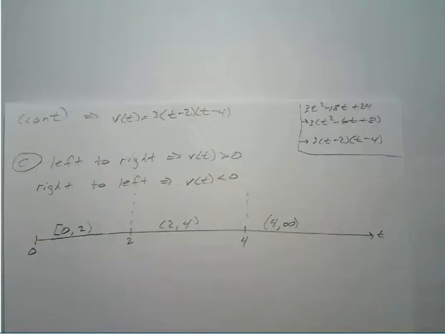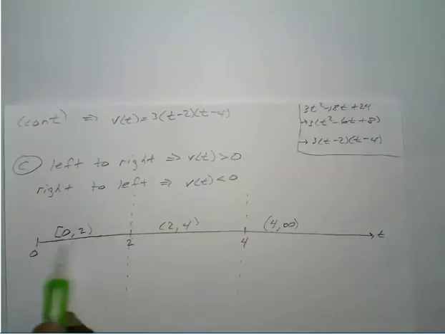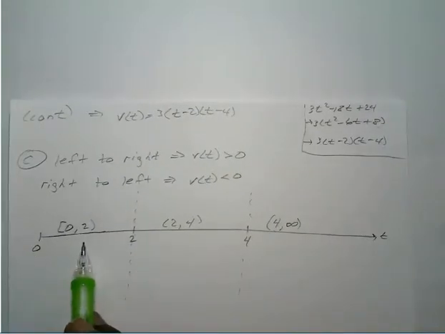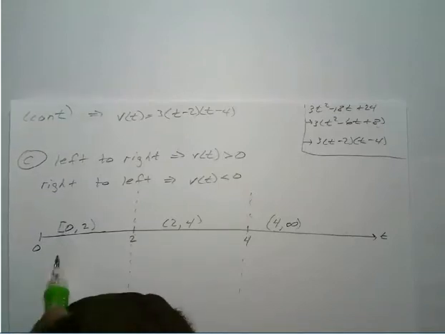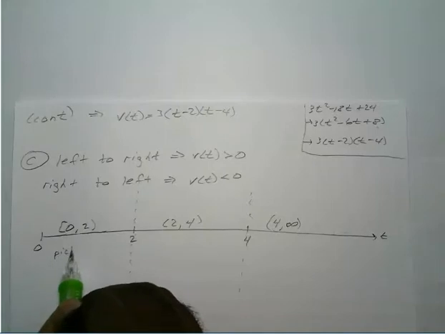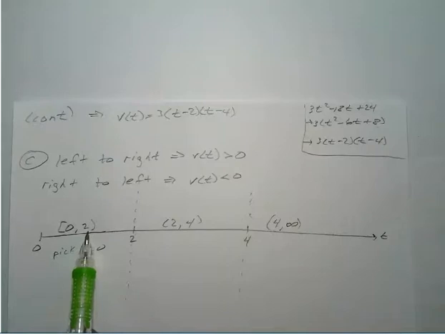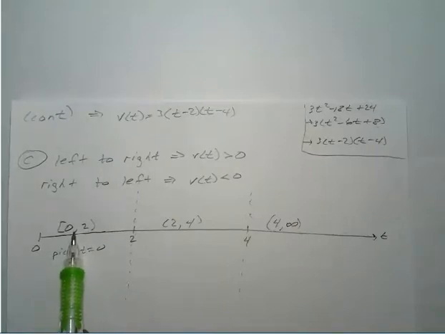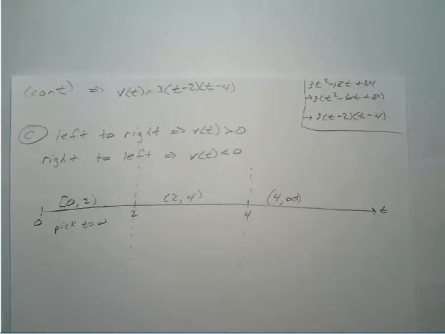So how do we figure that out? We pick a test value. In this interval here, we'll pick t equals 0 because it's just easier. Now you could have picked t equals 1, t equals 0.5, anything between 0 and not equaling 2. You could have picked 1.99999 if you wanted to. I just picked 0 because it's the easiest way to get the solution. Keep it simple.